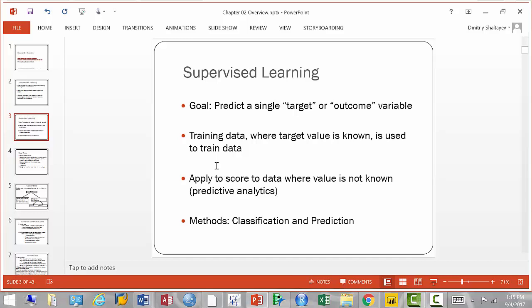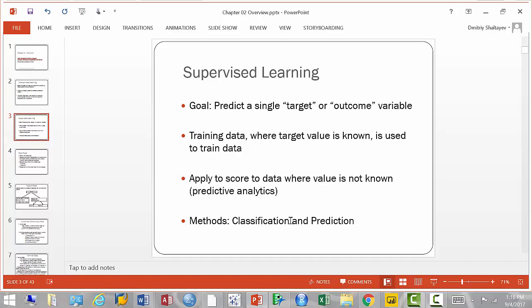They predict the future for me, for things that I don't know yet. So I apply the model to score the data where I don't know the outcome yet. I'm trying to predict the target variable, and the target would be: student will leave the university or student will stay in the university.